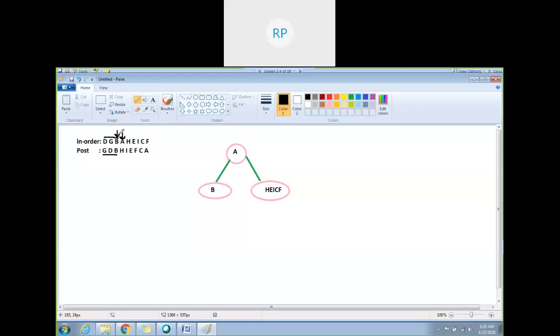So what are the elements that can come in left? What are the elements that can come in right side? Ma'am, HIEF. No, no. Only check DGB, because this is my left child. No other element comes here. Among these three elements, I found B is my root node. In the left, GD, ma'am, and right is no element. Very good.